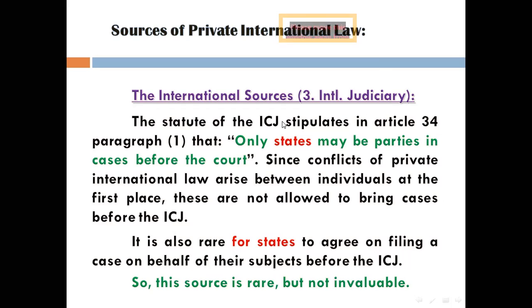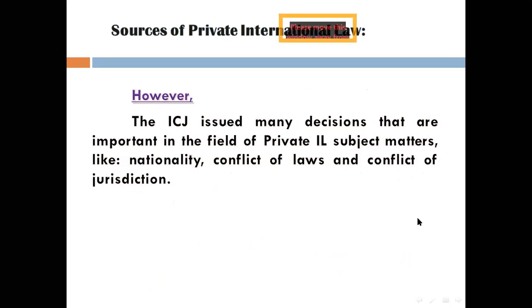That's why this source, I mean the International Judiciary, is rare, but it's not invaluable. Okay, so this source is rare but not invaluable, because we may find some decisions made by the ICJ regarding the nationality, regarding, for example, the conflict of laws. But these cases are not brought by the individuals themselves. However, they are brought by the states on behalf of the individuals or their subjects، يعني بالنيابة عن رعايا هذه الدولة. So, however, the ICJ issued many decisions that are important in the field of private international law, like in the matter of the nationality, conflict of laws, and conflict of jurisdictions.